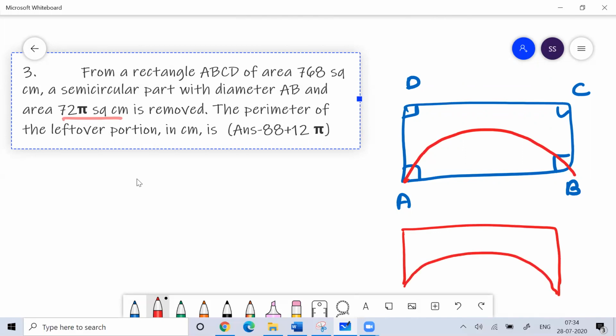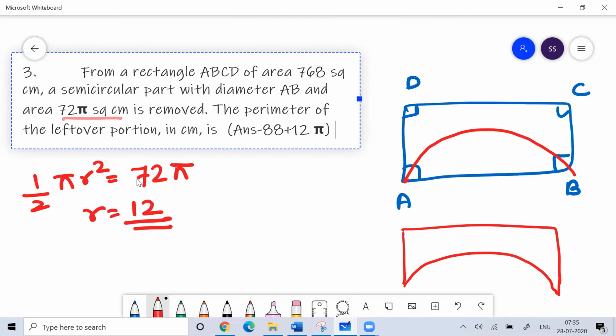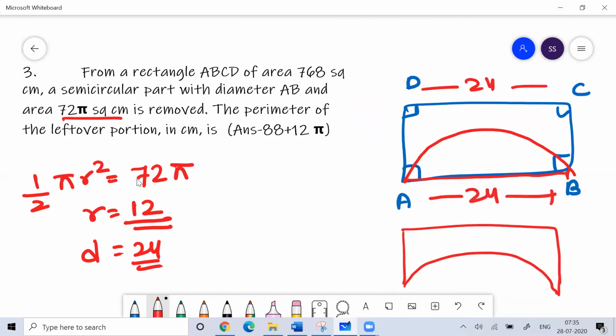The 72 pi is the area that you remove. This is a semicircle. What is the area of a semicircle? That is half pi r square. That is the formula of semicircle, and the area you remove is 72 pi. So with this I can find the value of r. R is equal to 12. So the radius of the semicircle is 12. AB is the diameter of the semicircle, so the diameter will be 24. That means this is 24. If this is 24, this is also 24.